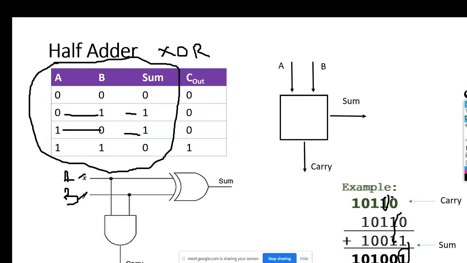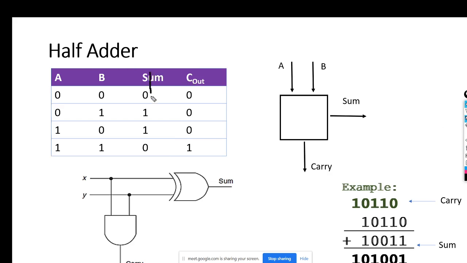Now, if you forget about this part and look at A, B, and C out, now you will see that it is your AND gate, right? 0, 0 is 0, 0, 1 is 0, 1, 0 is 0. When both are 1, only then 1. So therefore, to get the C out, you can use an AND gate, right? You can use an AND gate. So that means if you have an XOR gate for the sum and an AND gate for the carry, now we are done. We have the half adder.